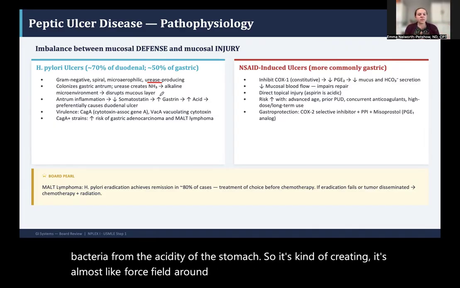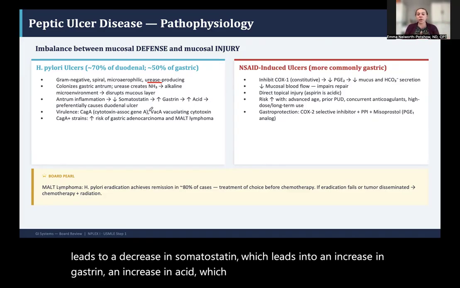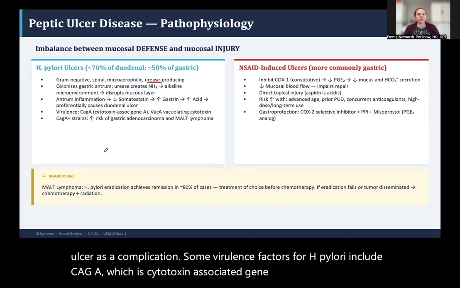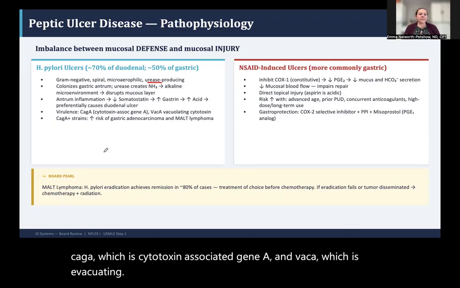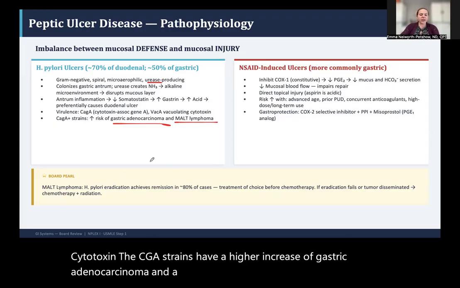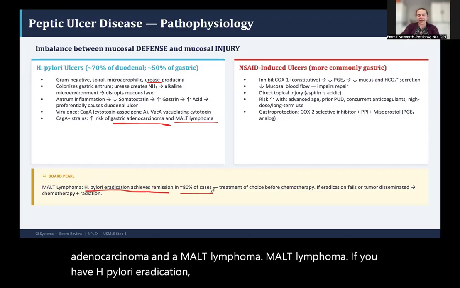The antrum gets inflamed, which leads to a decrease in somatostatin, which leads into an increase in gastrin, an increase in acid, which can then later cause a duodenal ulcer as a complication. Some virulence factors for H. pylori include CagA, which is cytotoxin-associated gene A, and VacA, which is vacuolating cytotoxin. The CagA strains have a higher increase of gastric adenocarcinoma and a MALT lymphoma. MALT lymphoma, if you have H. pylori eradication, you'll get remission in about 80% of cases. So really, it's treating the infection.